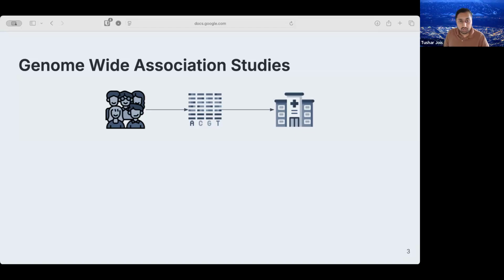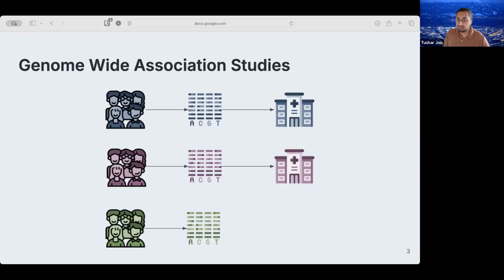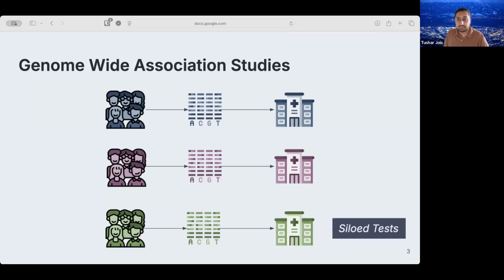Now, a result of a GWAS is only associated with that population. So if I want to understand more about a specific disease set, I may have to recruit another population, get their genetic data set, and then perform the analysis. And this goes on for several other populations and data sets. And you can see by this layout that this results in a relatively siloed set of tests, right? There is no aggregate view of the entire population. The individual results are kind of confined.